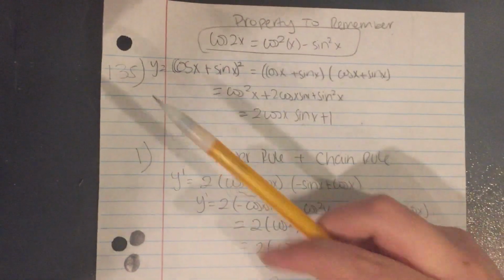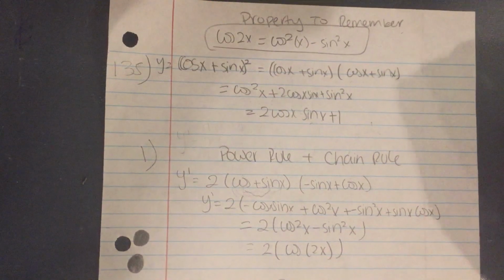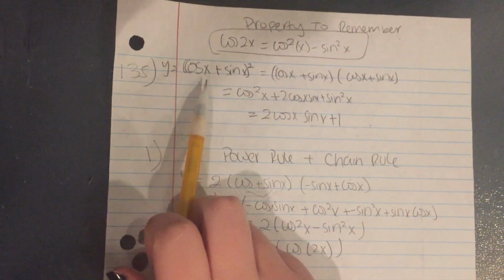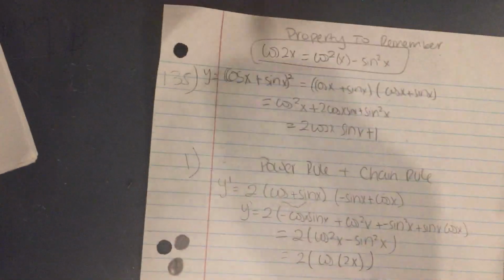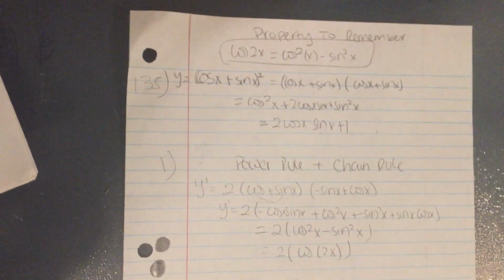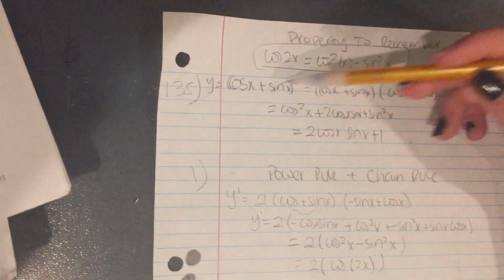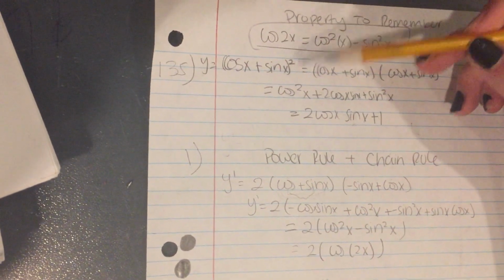So I'm solving question 135, and the question asks to find the derivative of (cosine x plus sine x) squared in two ways to show that two different methods work. So to start off with, we can simplify or multiply out our function.